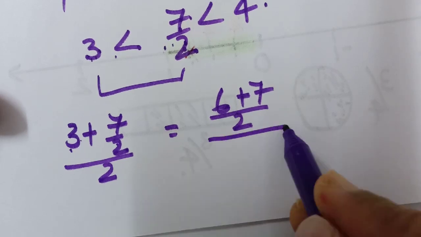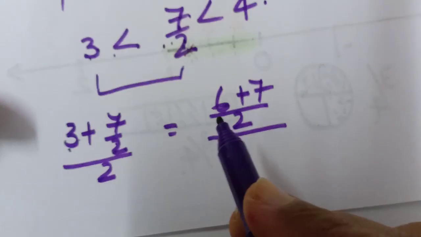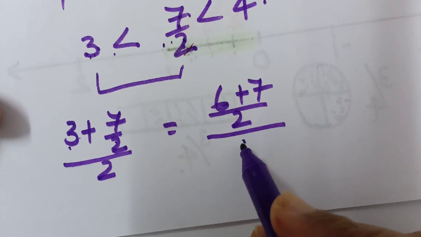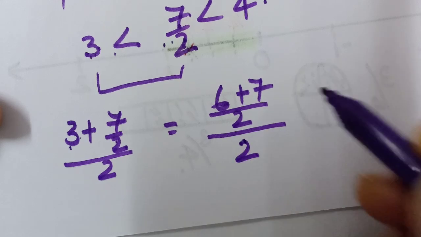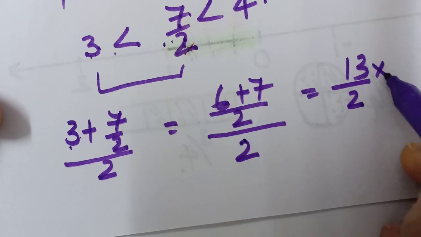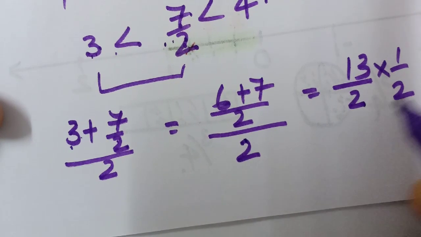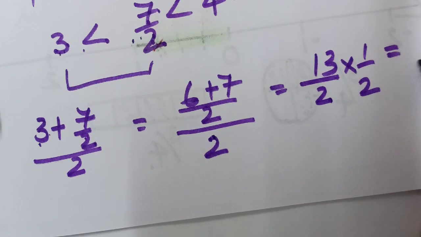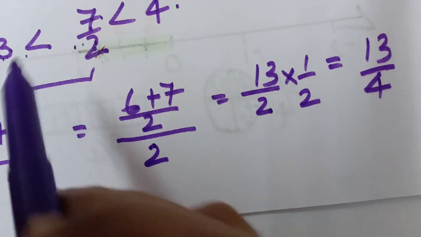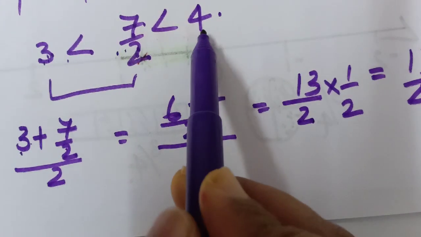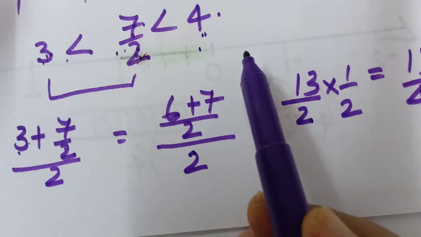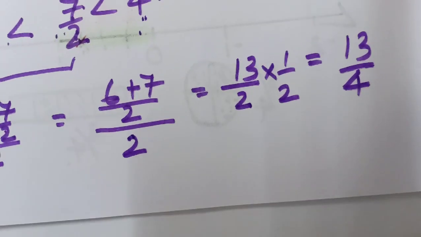Do you remember the butterfly method for solving rational numbers? Otherwise you have to see my previous videos. Now 6 plus 7 is 13, so 13 by 2 into 1 by 2 equals 13 by 4. So 13 by 4 is another rational number lying between 3 and 4. Like that you can do the same for 7 by 2 and 4, and continue the process for as many numbers as needed.